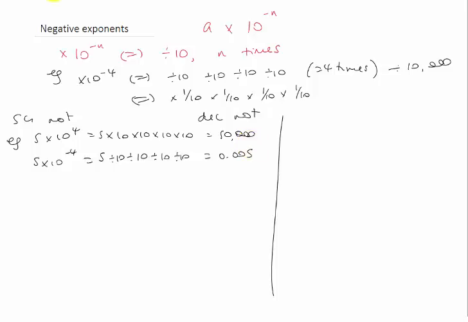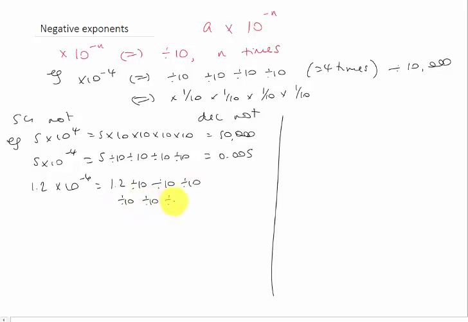Or how about if we've got 1.2 times 10 to the minus 6, so that gives us 1.2 divided by 10, 1, 2, 3, 4, 5, 6 times, which is 0.0000012 if you do all the dividing.